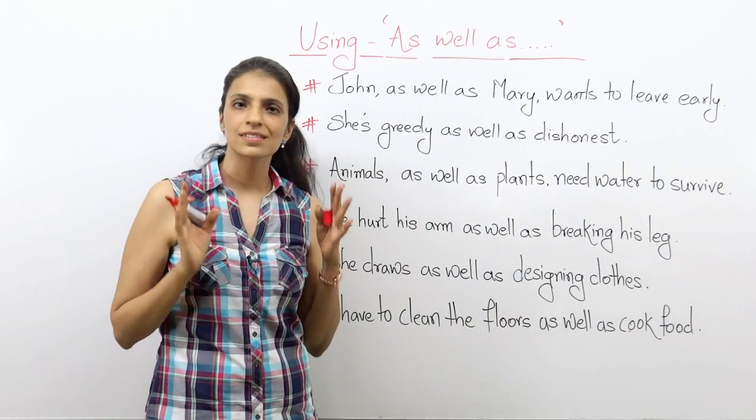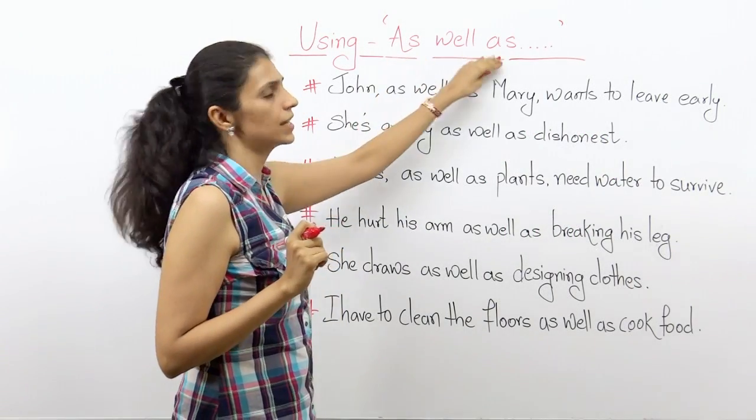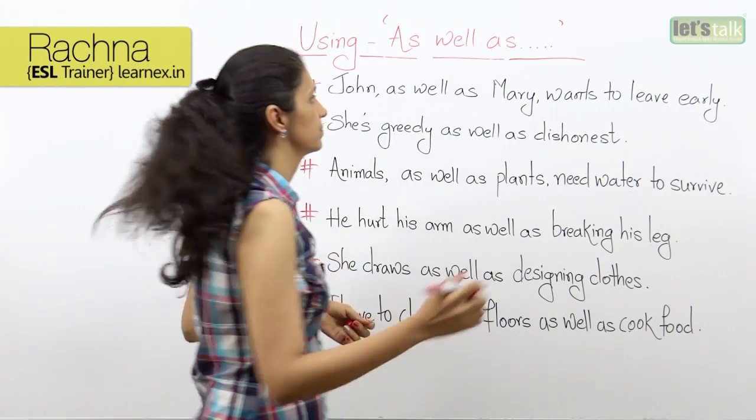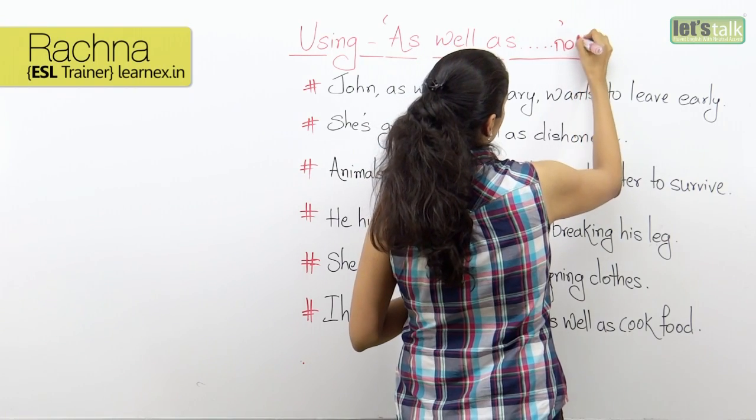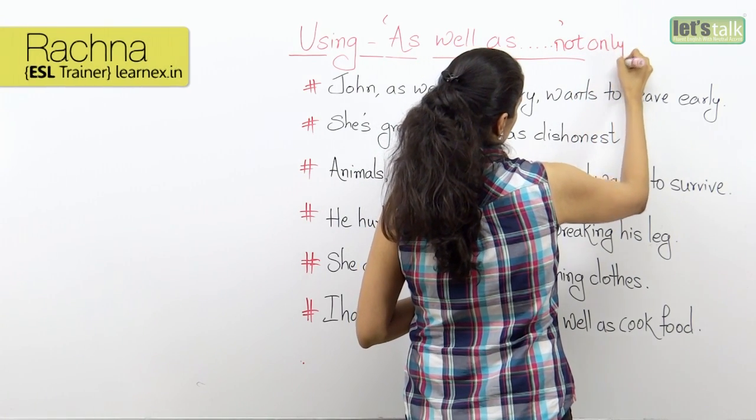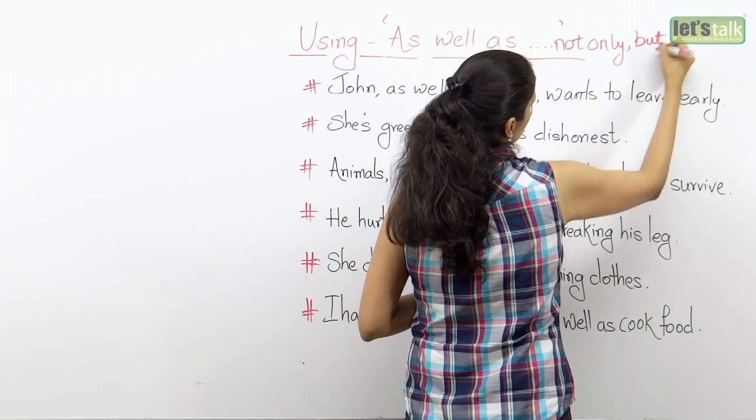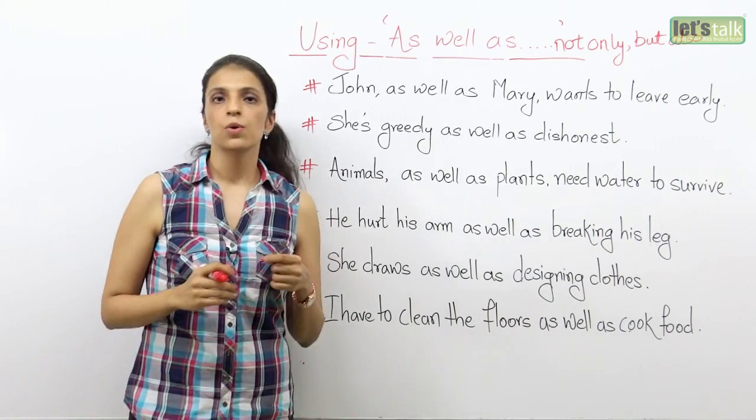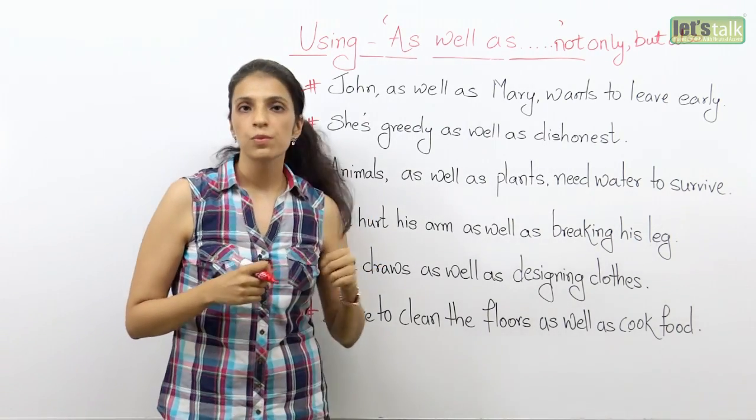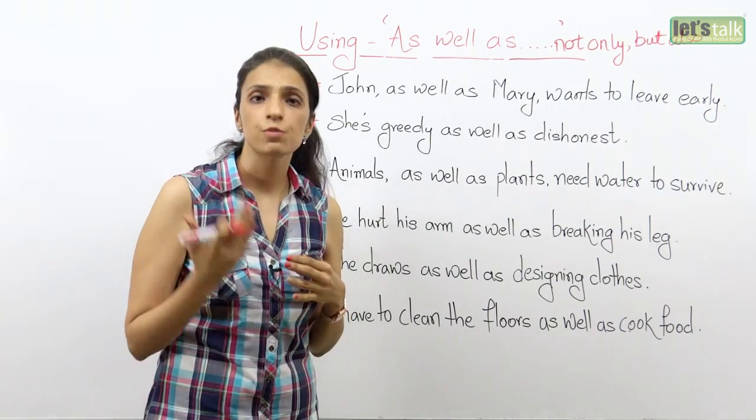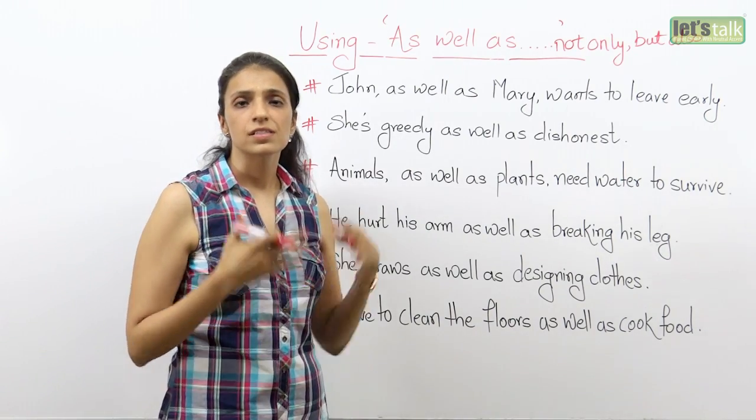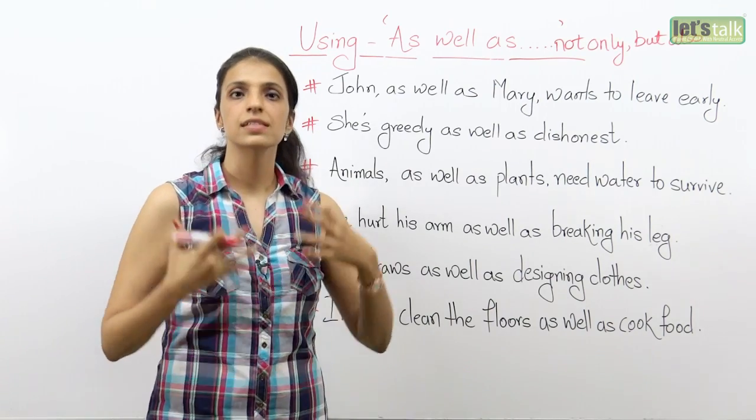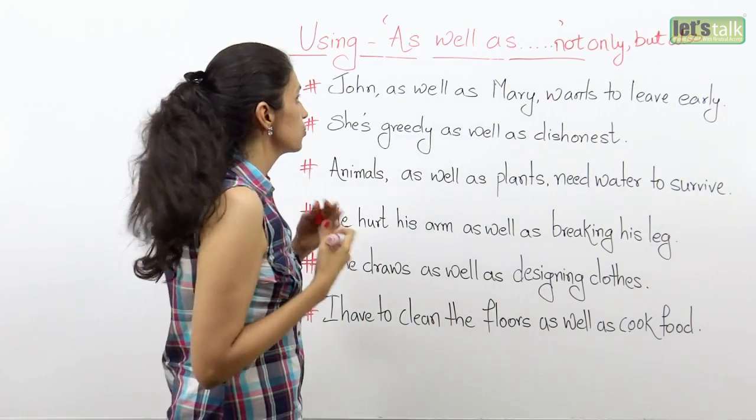Before we start, let's understand what we mean by "as well as". It means not only, but also. Now we use "as well as" when we want to add some more information to a fact that is already known to the person that we are speaking to. So it means you are adding more information to some fact.